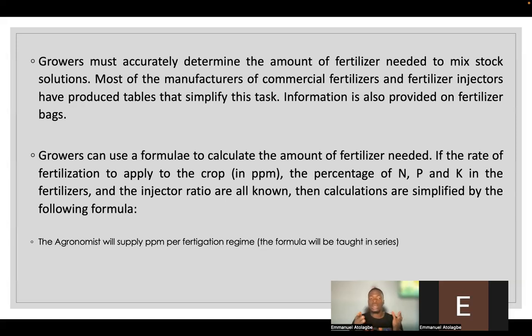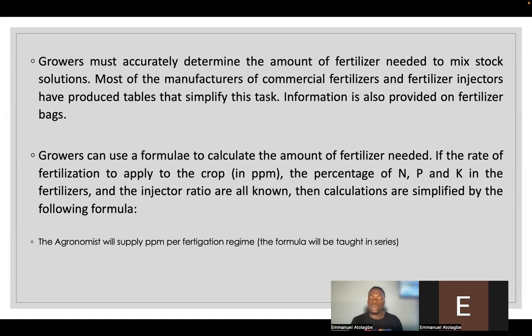Sometimes you don't need to bother yourself with this if you have a competent agronomist. His work is to formulate this and mix it in proper ratios. Growers can make use of formulas to calculate the amount of fertilizer needed. If the rate of fertilization to apply to the crop, the percentage of NPK in the fertilizer and the injector ratios are all known, then the calculation is simplified by the formula.